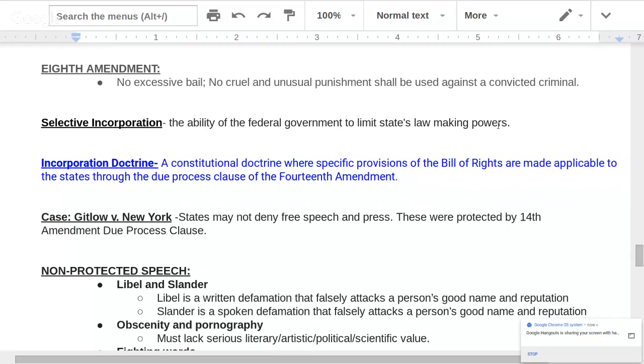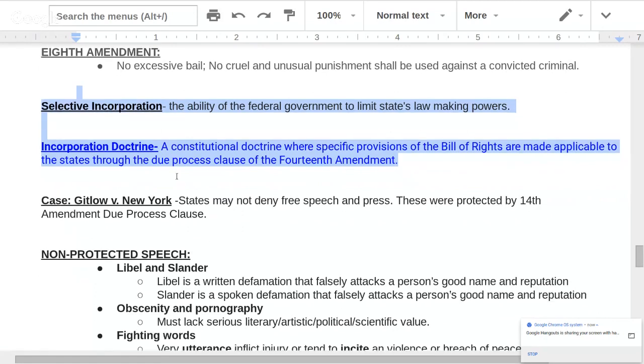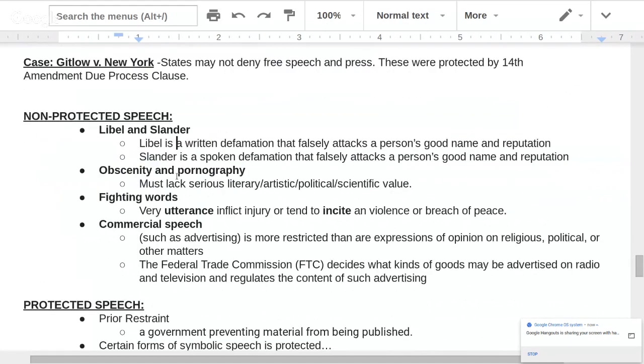Selective incorporation is the ability of the federal government to limit state laws making power. And the Incorporation Doctrine is a constitutional doctrine where specific provisions of the Bill of Rights are made applicable to the states through the Due Process Clause of the 14th Amendment. These two definitions you definitely need to know for your AP exam for government or any midterm exams under civil liberties. In the case Gitlow versus New York, it said that states may not deny free speech and press. These were protected by the 14th Amendment Due Process Clause.